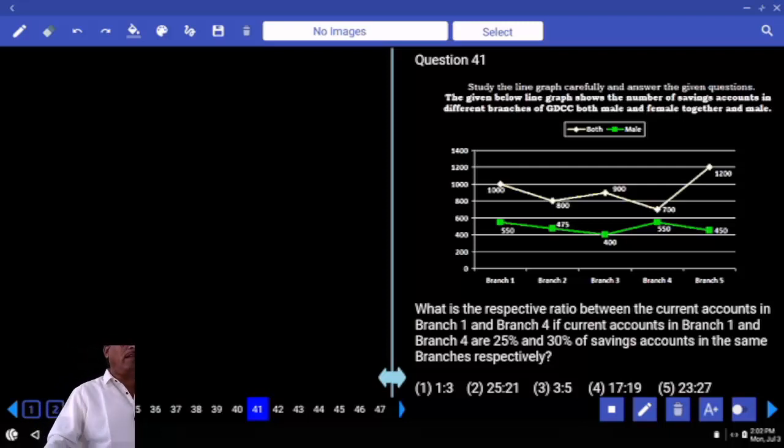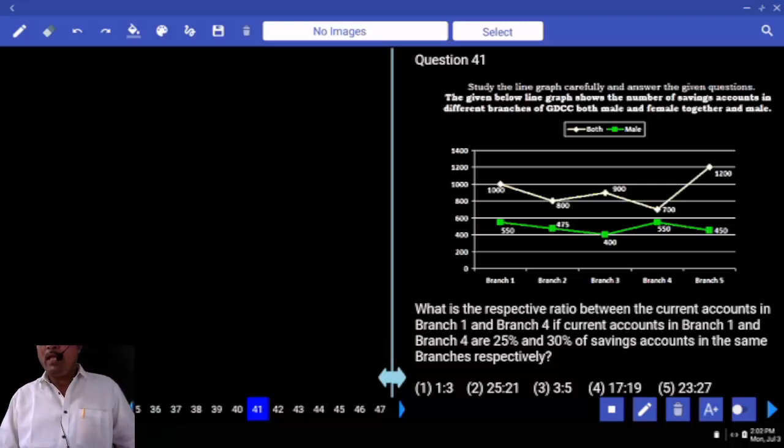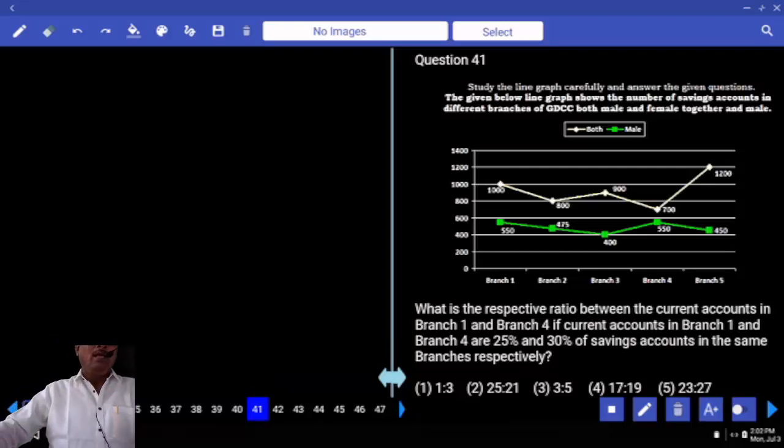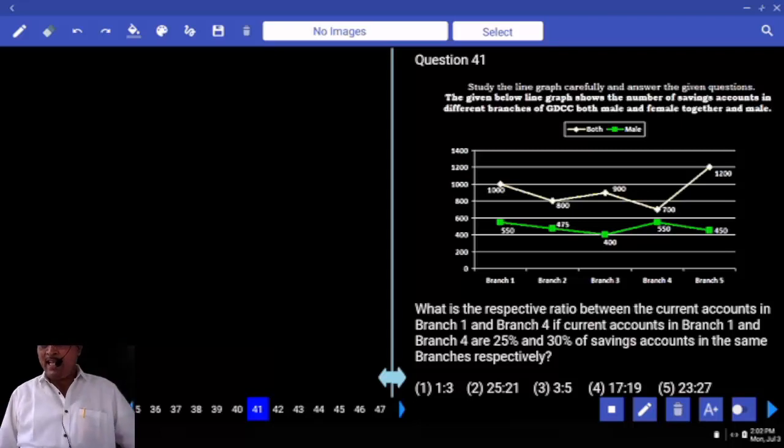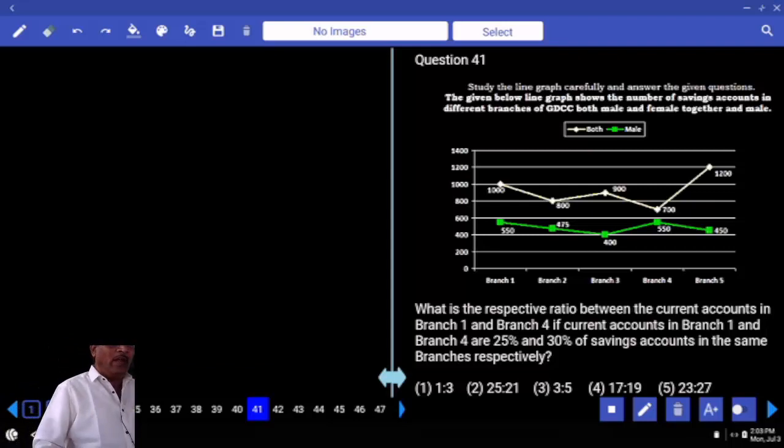So question number 41, right? The line graph given below shows the number of savings accounts in different branches of GD, CC, both male and female together and male. Just read the first question. What is the respective ratio between the current accounts in branch 1 and branch 4, if current accounts in branch 1 and branch 4 are 25% and 30% of the saving accounts in the same branches respectively? That means you are asked to find the ratio between current accounts in branch 1 and branch 4.